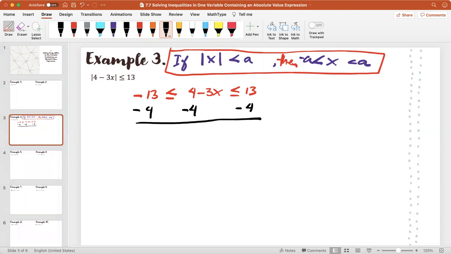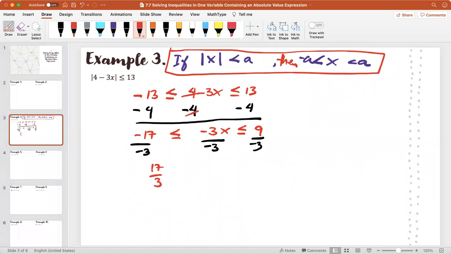Negative 13 minus 4 gives us negative 17 less than or equal to negative 3x. We cancel 4 minus 4, and that is less than or equal to 9. Dividing all members by negative 3, we'll have positive 17 over 3. Of course, we cancel negative 3, leaving x, and 9 divided by negative 3 is negative 3.